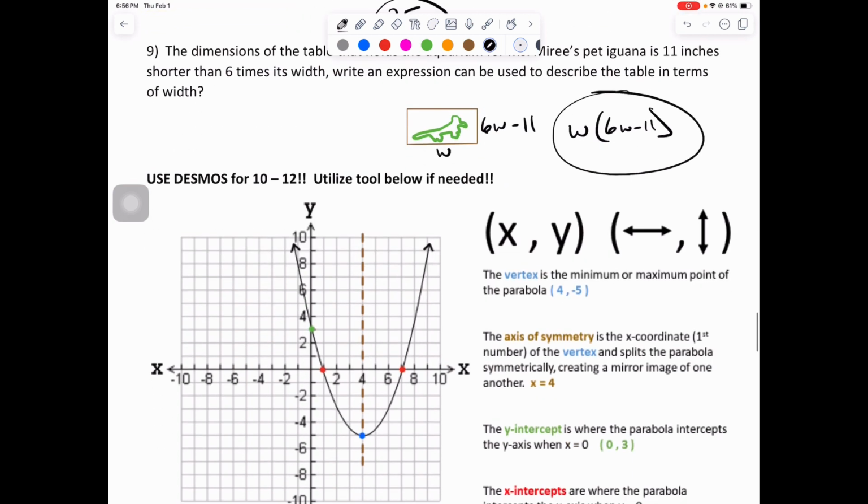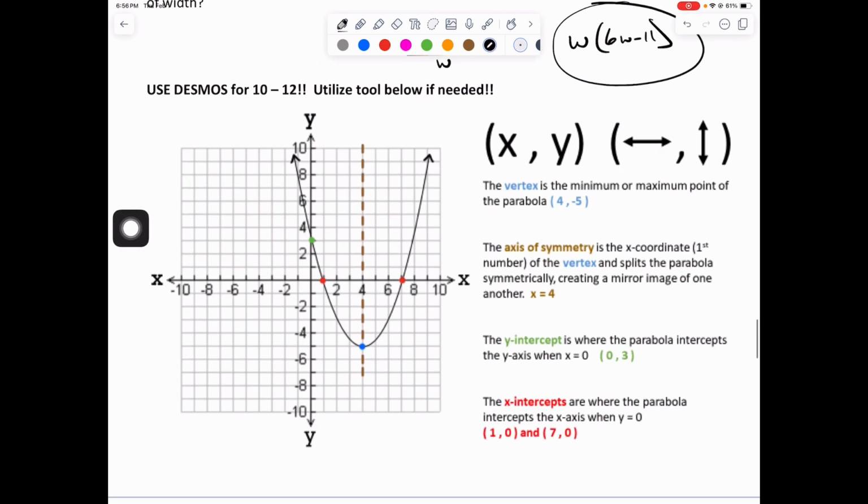All right, for numbers 10 through 12, use Desmos, and please utilize the tool below if needed. This will be all of your identifying over and over again. Yes, it just builds that comfortability. And no, I do not write these tests. So I probably would have had you just do it once instead of 3 times, but I guess it's once for each function. So I'm just here to adapt. All right, here we go.